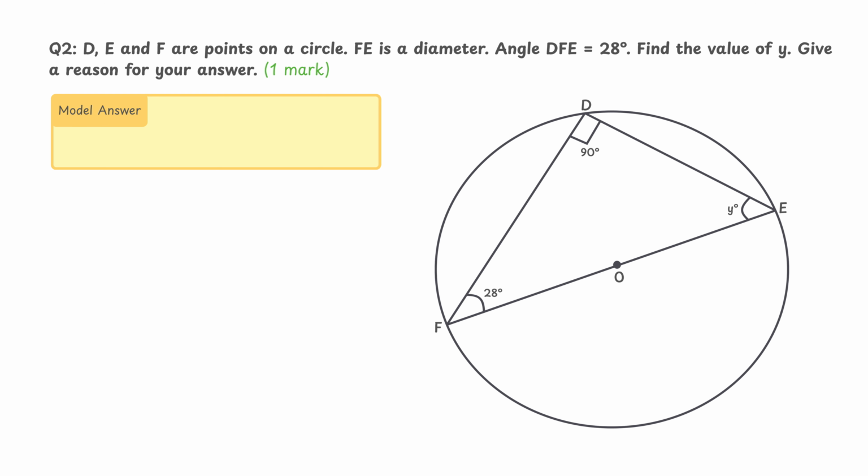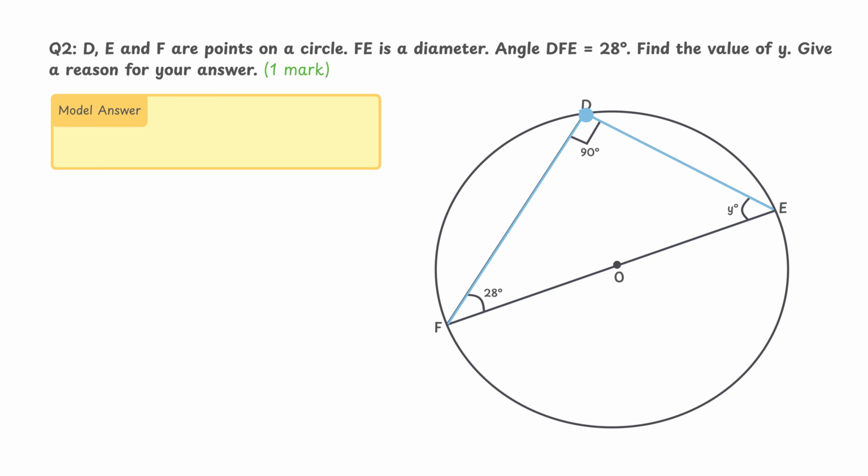Let's break it down. Step 1, as always, is to look for the key clue. We are told that FE is a diameter, so immediately you should be thinking about the angle in a semicircle. Now look at point D. The angle at D is formed by lines DF and DE, and it sits opposite the diameter FE.